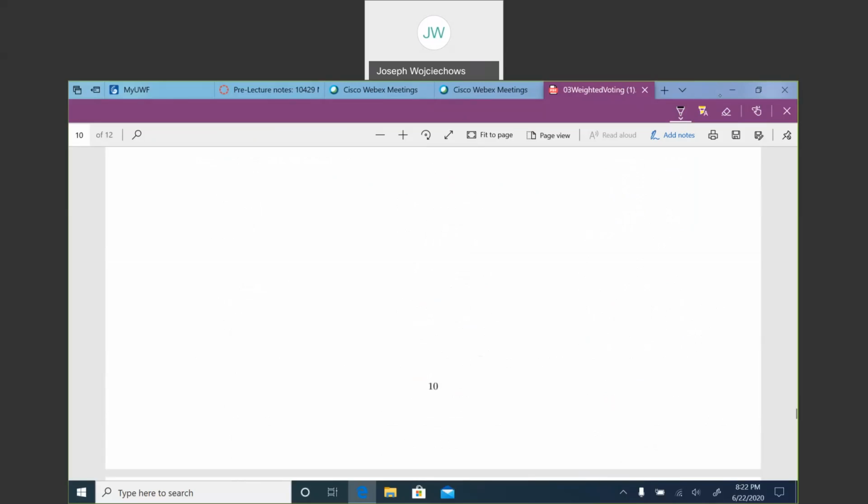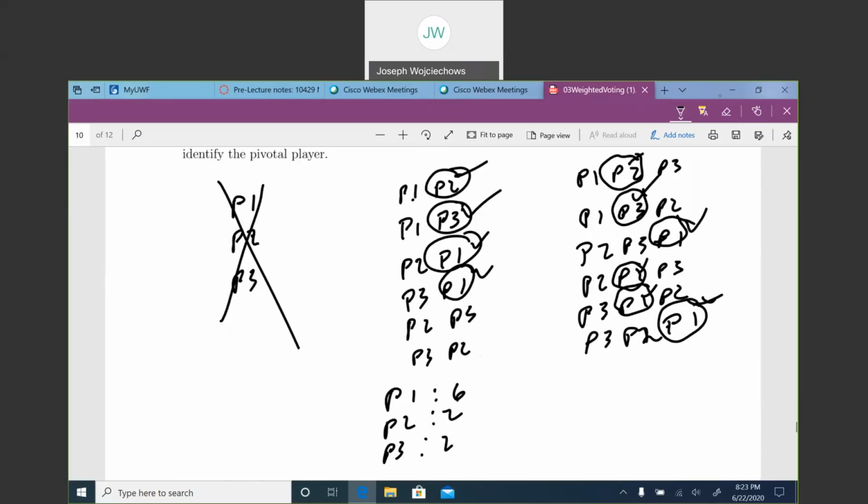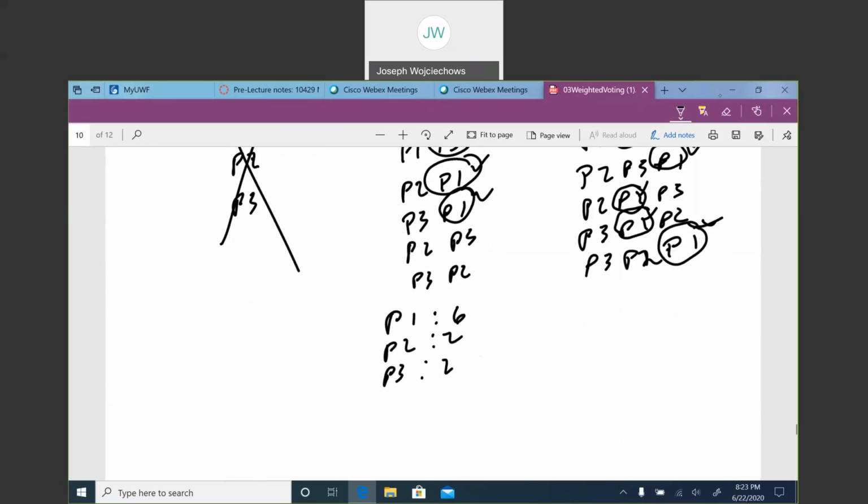Okay. And then we divide. There's 10 total. So this is 6 out of 10, 2 out of 10, 2 out of 10, which again adds up to 1. No, 10 over 10 or 1.